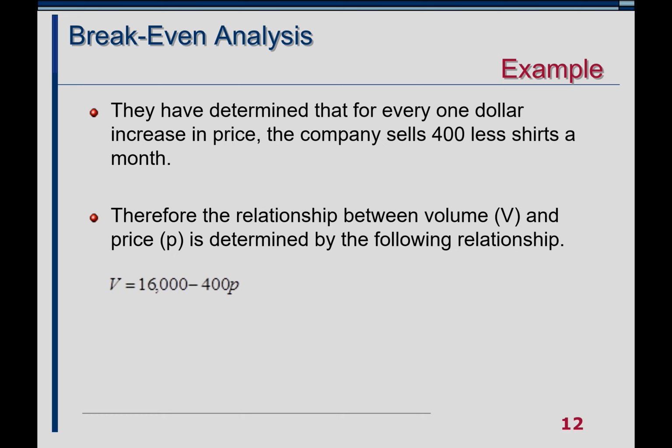So let's suppose that this marketing firm has come back to us and they say the relationship between volume and price is this function, that you start off selling 16,000, and for every dollar you increase the price, you lose 400 sales. So if the item costs $1, you're going to sell 15,800. If it costs $20, 20 times 400 is 8,000. You're going to sell 8,000 of them.